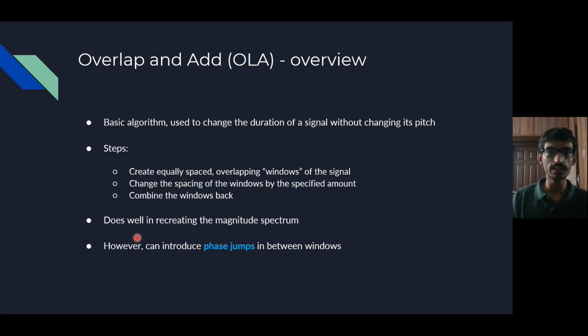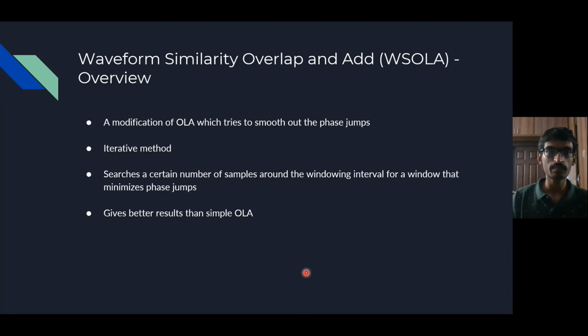While this does do well in recreating the magnitude spectrum, this can, however, introduce phase jumps in between the windows, meaning that when the new audio signal is played, you might get some random noise in the middle corresponding to the phase jumps. A modified technique, which I'm going to just discuss briefly here, is the waveform similarity overlap and add technique. It's just basically a modification of OLA, which tries to smooth out the phase jumps.